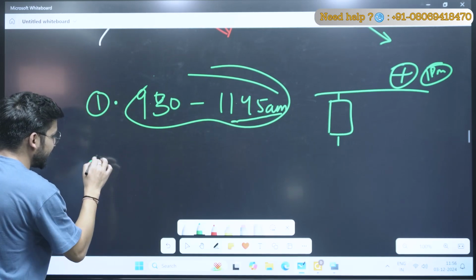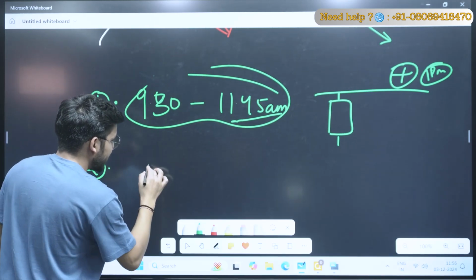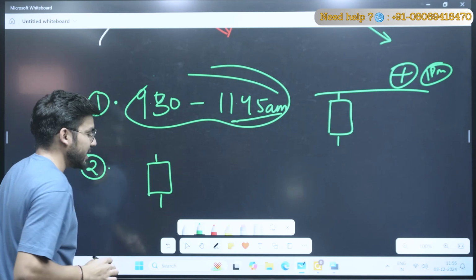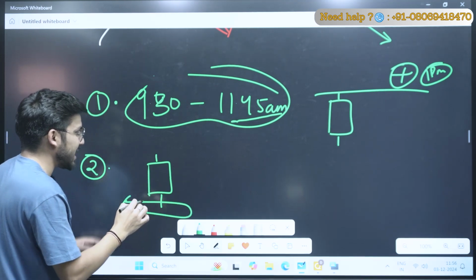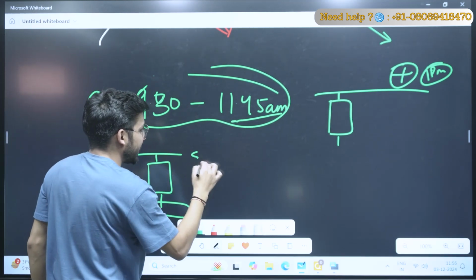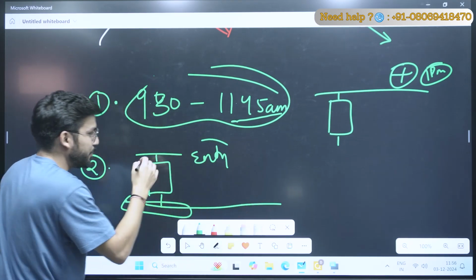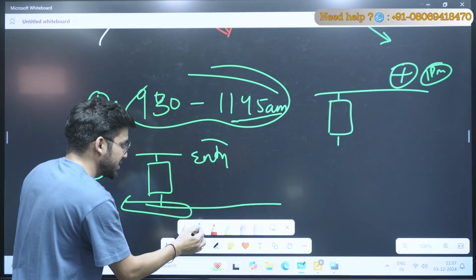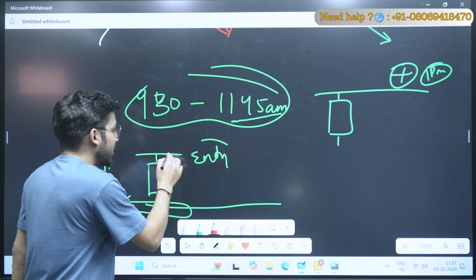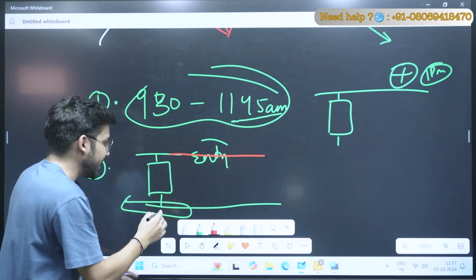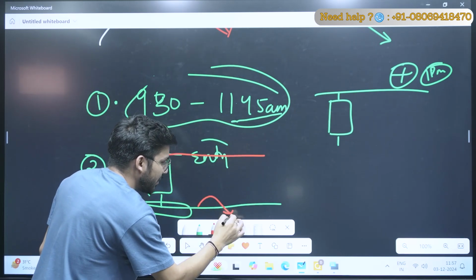Okay, now the second condition. Suppose this was the first 15-minute candle, and it is forming on the demand zone, so obviously I'm trading in the bullish direction. This is my entry point. Now before breaking the high of this candle, the market first breaks the low.